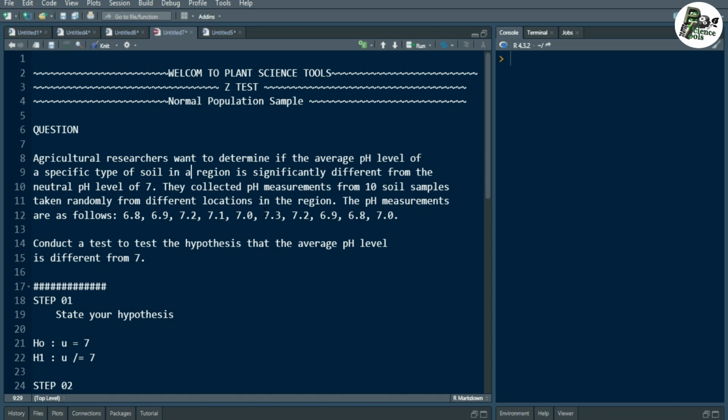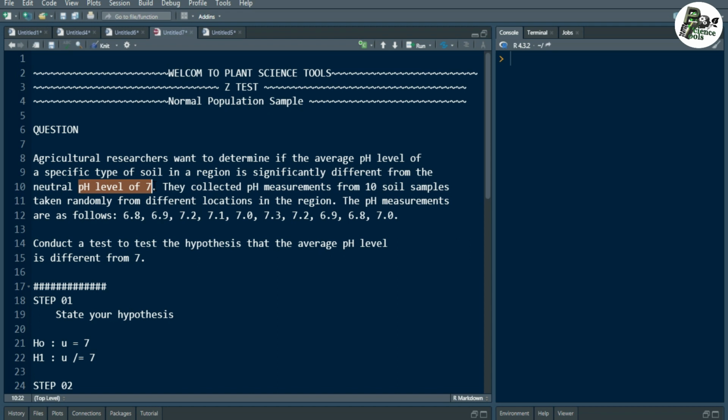The pH measurements are as follows: 6.8 to 7. These are the values given in the question, the different pH measurements. Here the number of samples is 10, and the mean, which is our population mean given in the question, is 7.